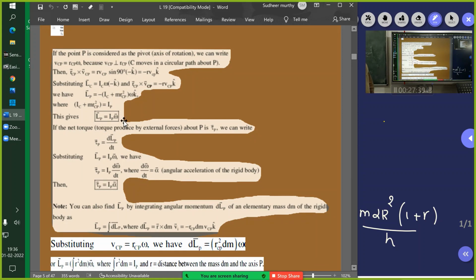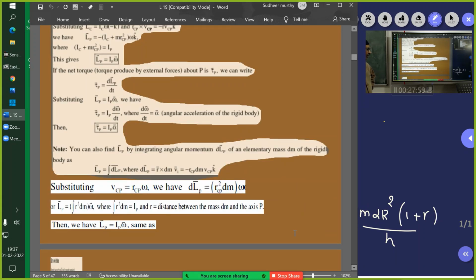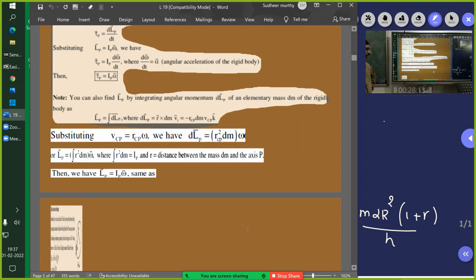Lp will be equal to Ip omega bar. Tau p is equal to Ip alpha bar. Lp is equal to so and so. All these equations we have worked out earlier. It is just that for fixed axis I have to show it. I am just showing this thing. Okay, friends?